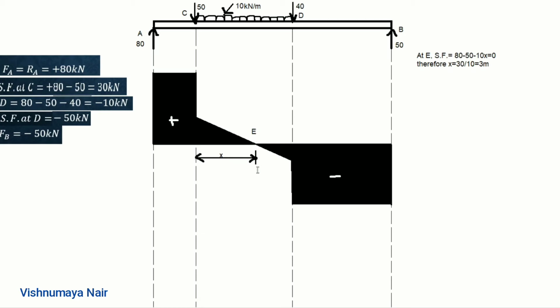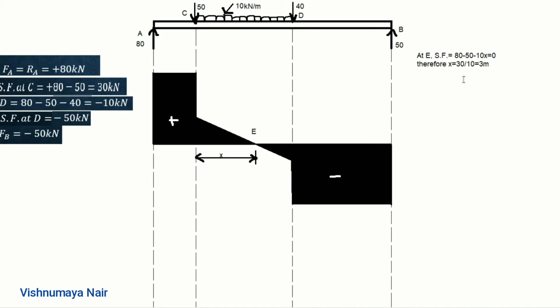Let this point be located at a distance of x meters from the point C. Now the shear force at this point will be equal to plus 80 minus 50 minus 10x, right? Because the rate of loading here is 10 kilonewton per meter and the distance of the UDL is x meters. Therefore, the equivalent point load will be equal to 10 into x. Therefore, the shear force at E will be equal to 80 minus 50 minus 10x, which will be equal to 0, because the shear force at E is equal to 0.